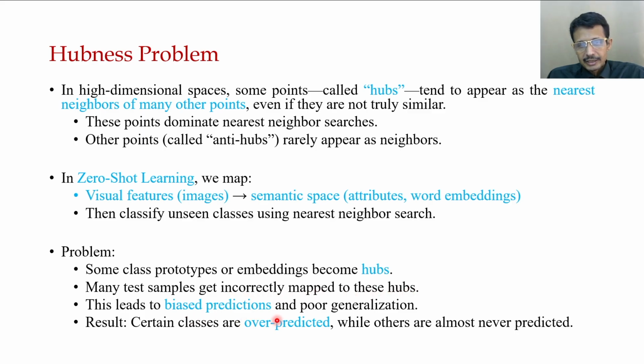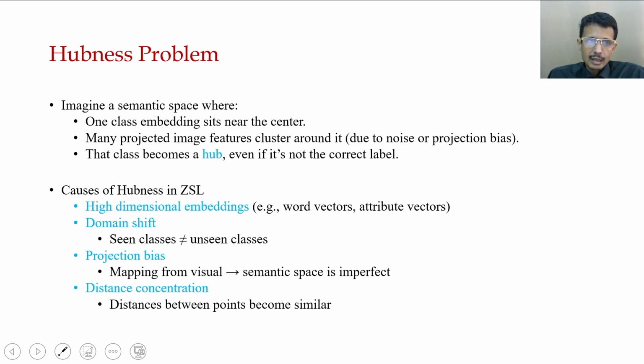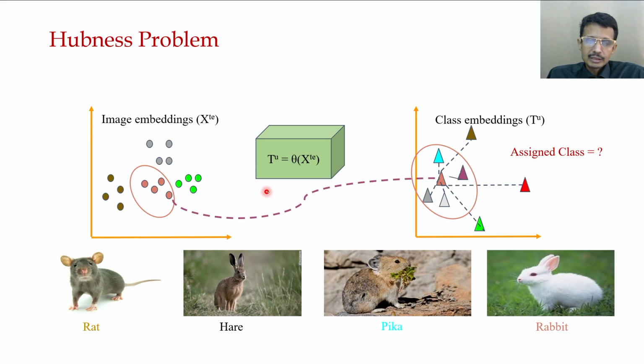This leads to biased prediction and poor generalization, and as a result certain classes are over-predicted while others are almost never predicted. So we first try to understand this. Now here is a similar kind of clustering, and this clustering is called a hub.